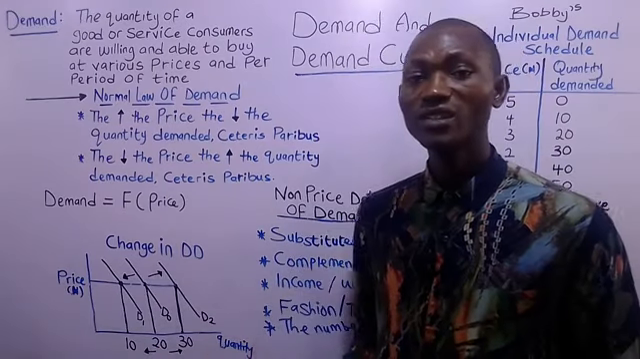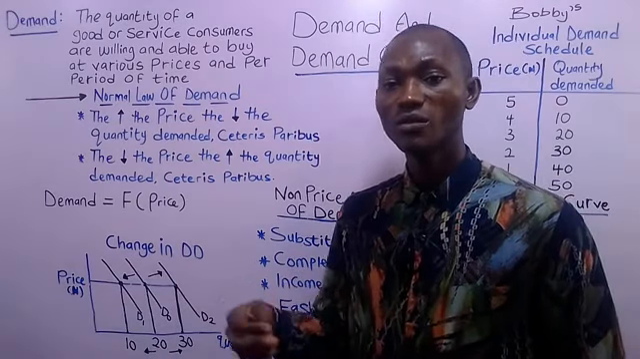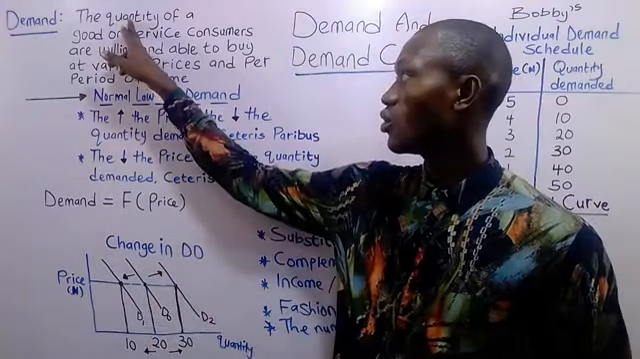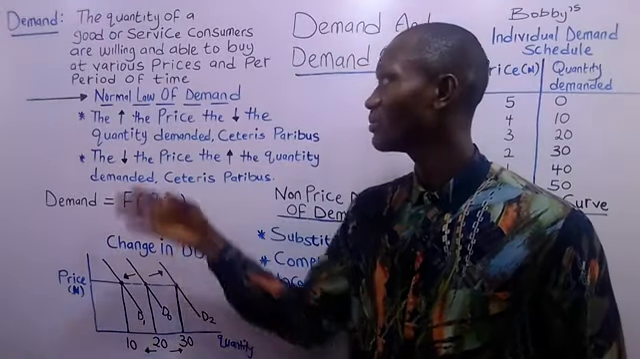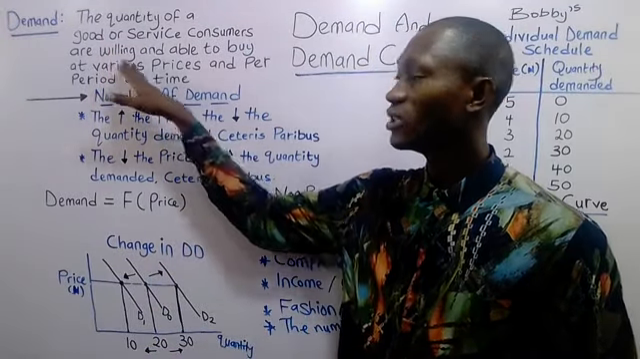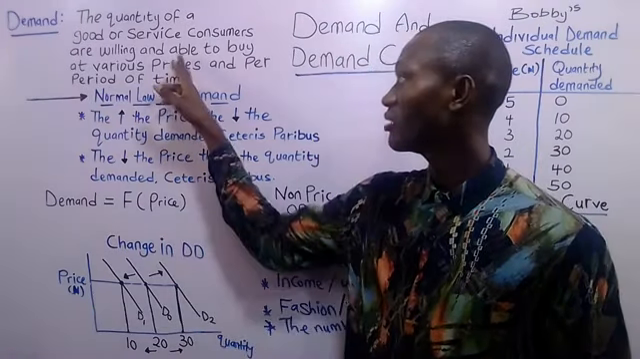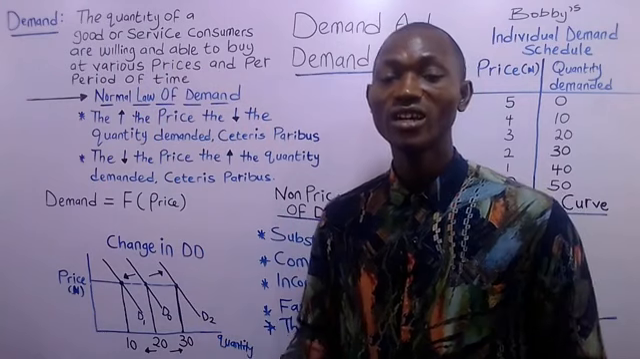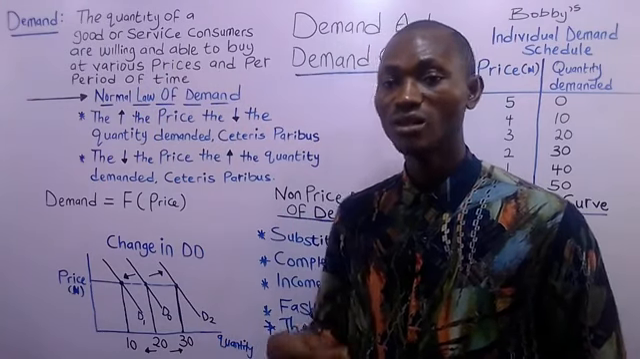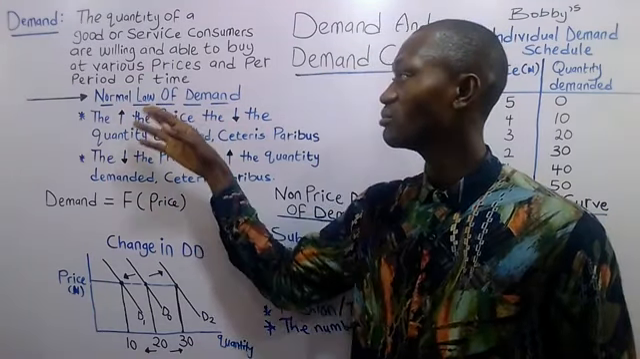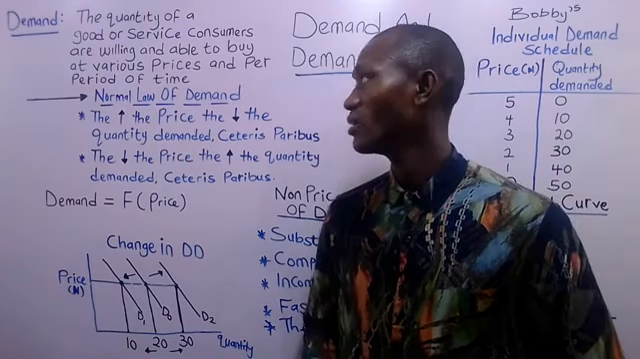So in defining demand, you must retain some of the key words there. Quantity, which is also the unit. The willingness must be there. That's the readiness. The ableness, that's the financial capability of the consumer. And at various prices and per period of time.